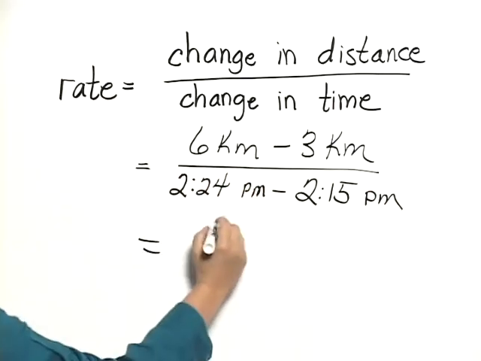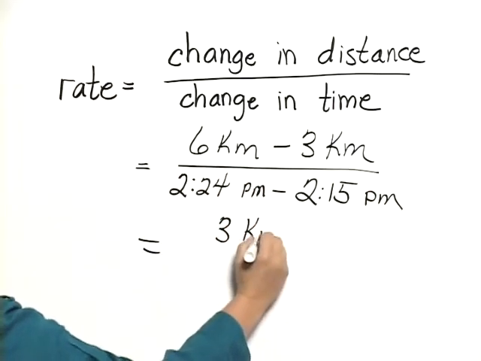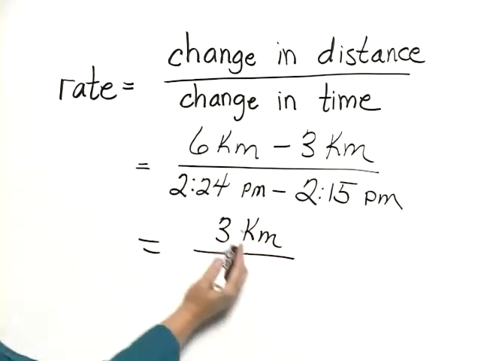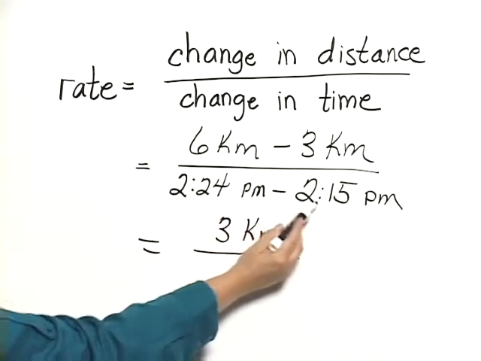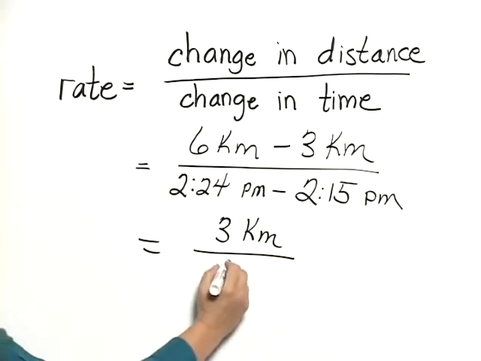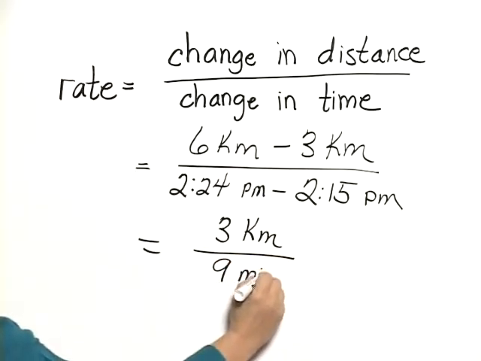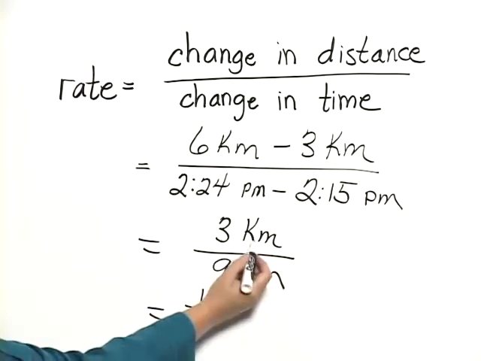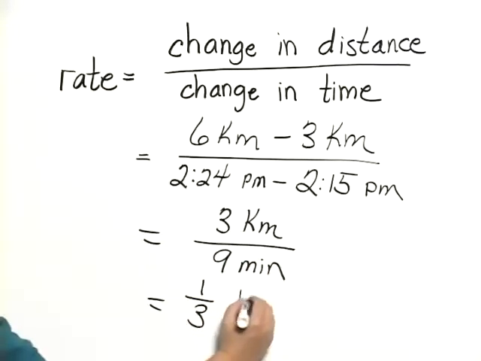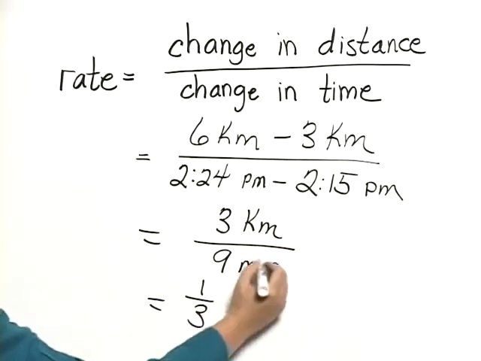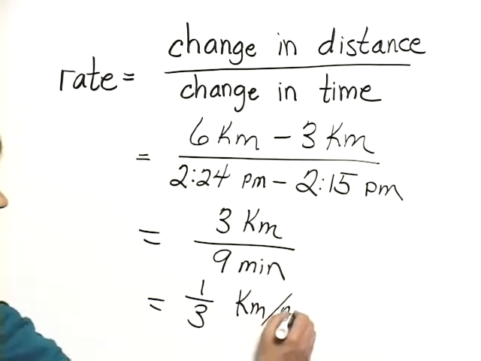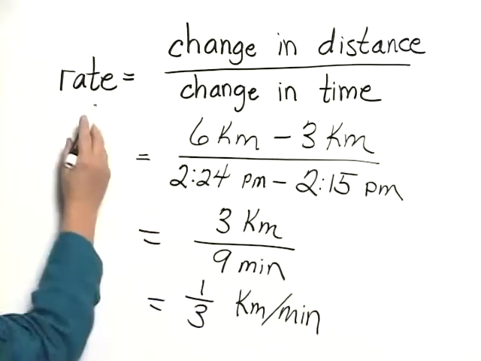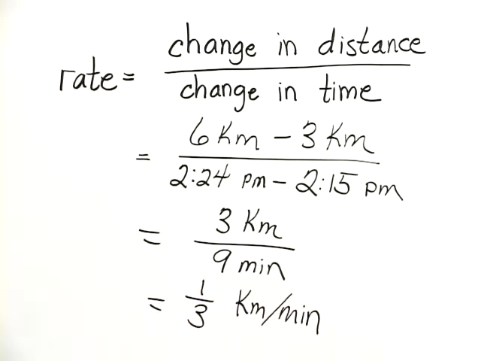In the numerator, then, we have 3 kilometers. In the denominator, this subtraction gives us 9 minutes. If we simplify, 3/9 is 1/3, and the rate would be kilometers per minute. The unit in the numerator and the unit in the denominator. So his rate is 1/3 kilometers per minute.